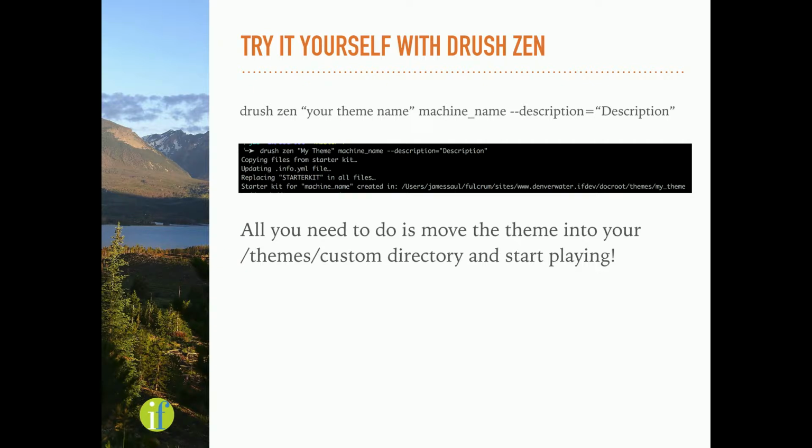So when I got into the Zen theme originally, there are so many files. I think easily like 100, 200 files that are in there, and it's like, what am I going to do with this? But DRUSH Zen still works in Zen 8. So you just have to type DRUSH Zen. You can put your theme name, your machine name. You can do the description. It spits everything out, and then you just drag it to your custom directory, and you're good to start rocking and rolling. So it's a really good theme, and it's really flexible.